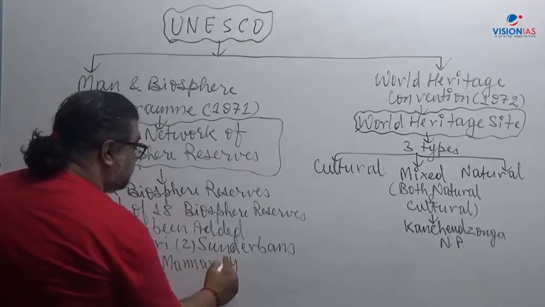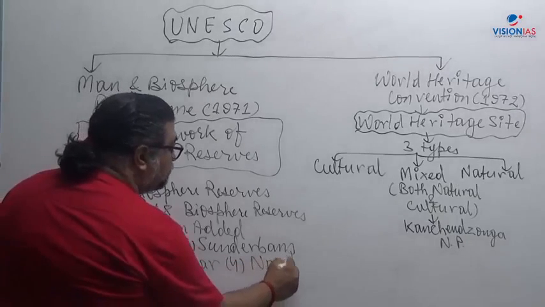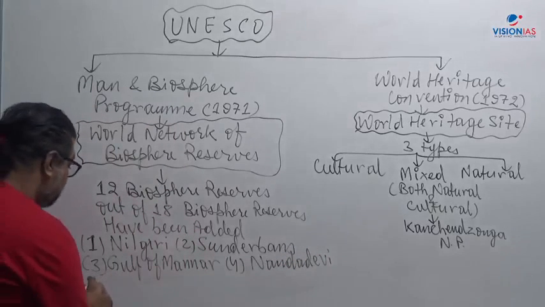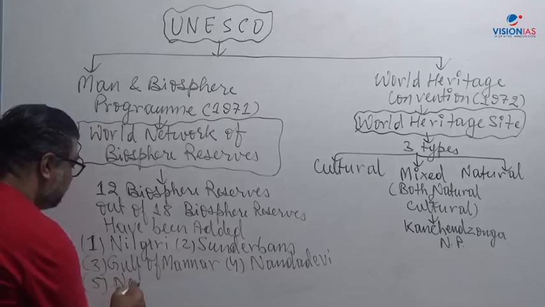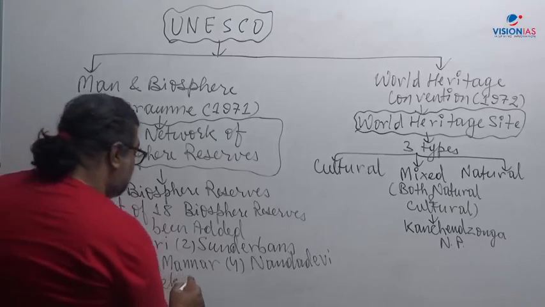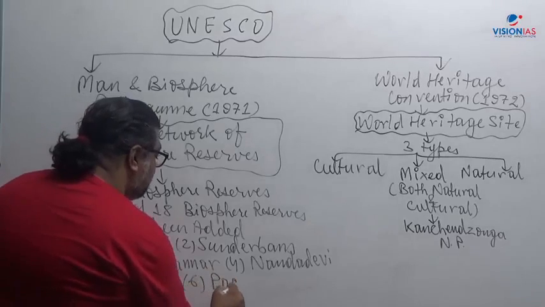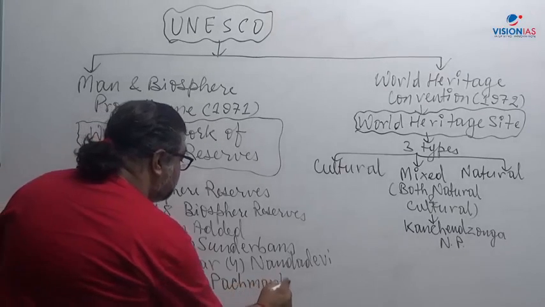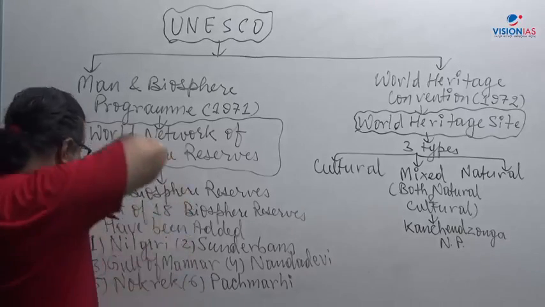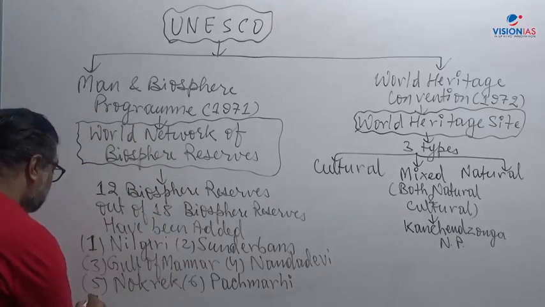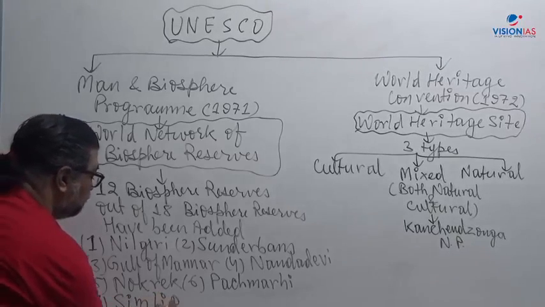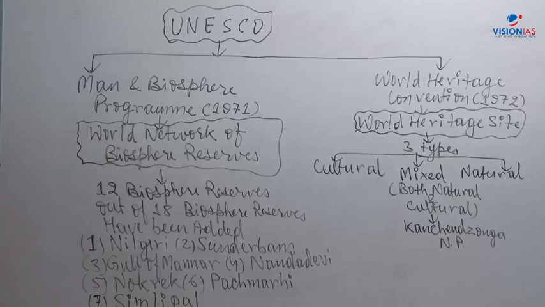Then comes Nanda Devi Biosphere Reserve in Uttarakhand. Then Nokrek in West Garo Hills of Meghalaya, Nokrek Biosphere Reserve. Then comes Panchmarhi, in Madhya Pradesh, Betul and Hoshangabad, Panchmarhi Biosphere Reserve. Then I am writing another very important one, that is Simlipal. Simlipal is in Odisha, Mayurbhanj district, Simlipal Biosphere Reserve.